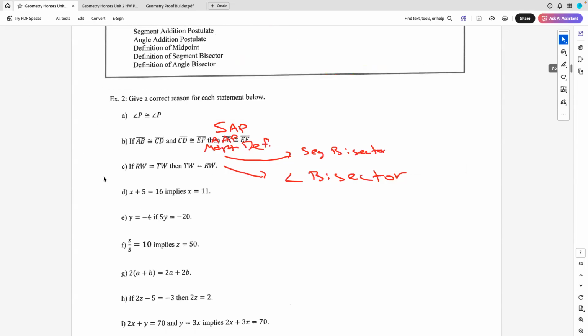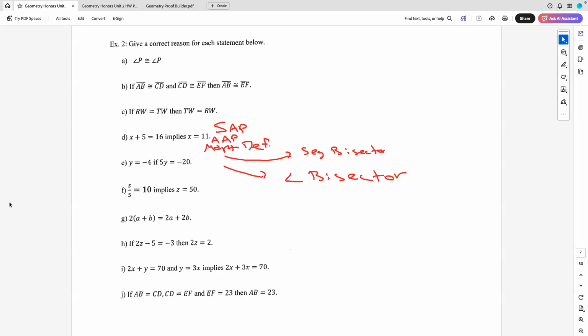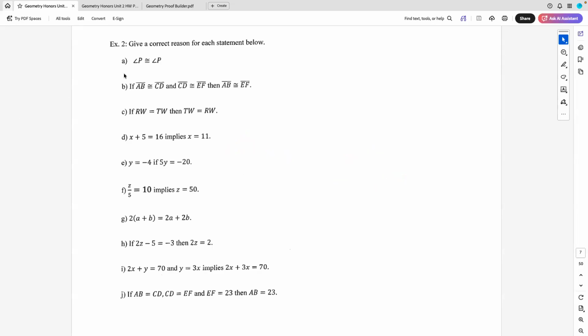So now let's give the correct statement for each of these. I think we can go through this pretty fast. That's reflexive because it equals itself. No, that's if you have two different things that are reversed. If AB equals this and CD equals this, then AB equals EF. We call that transitive. It's called trans. That works. Symmetric. Substitution. Substitution works. Obviously, you're reversing, so that's symmetric.